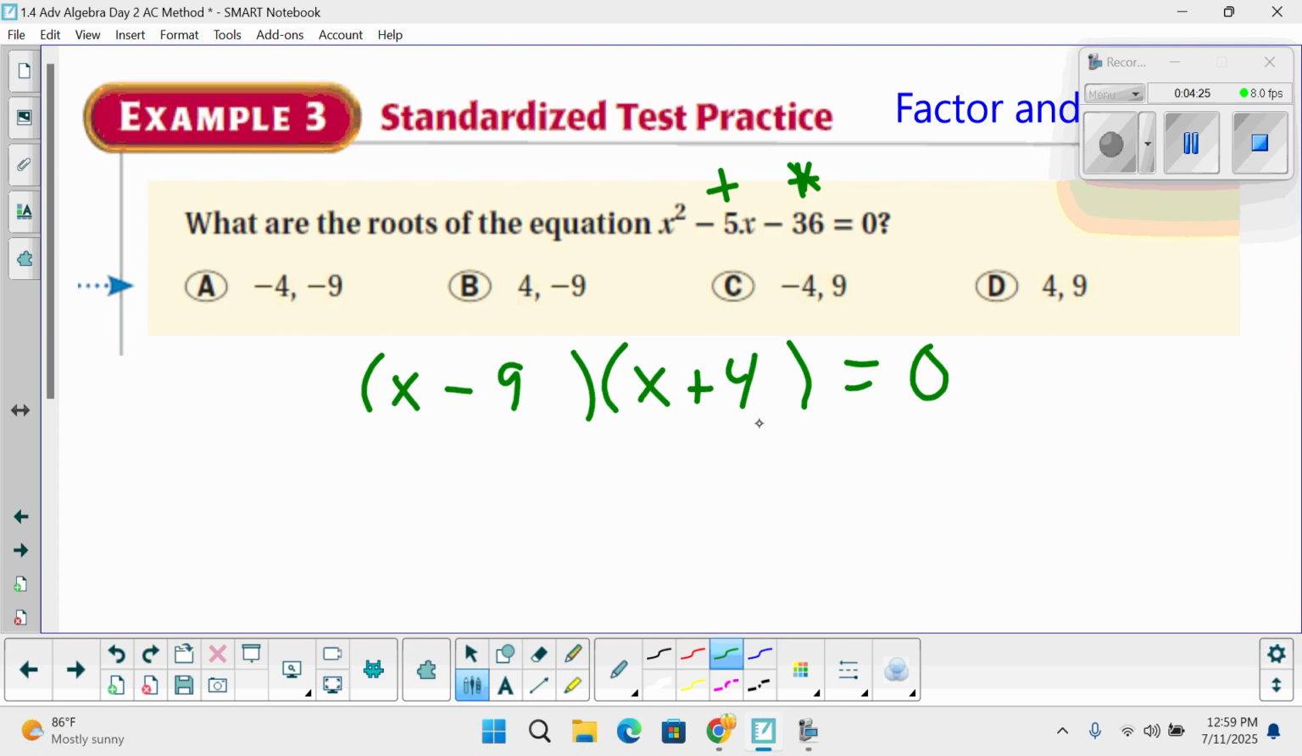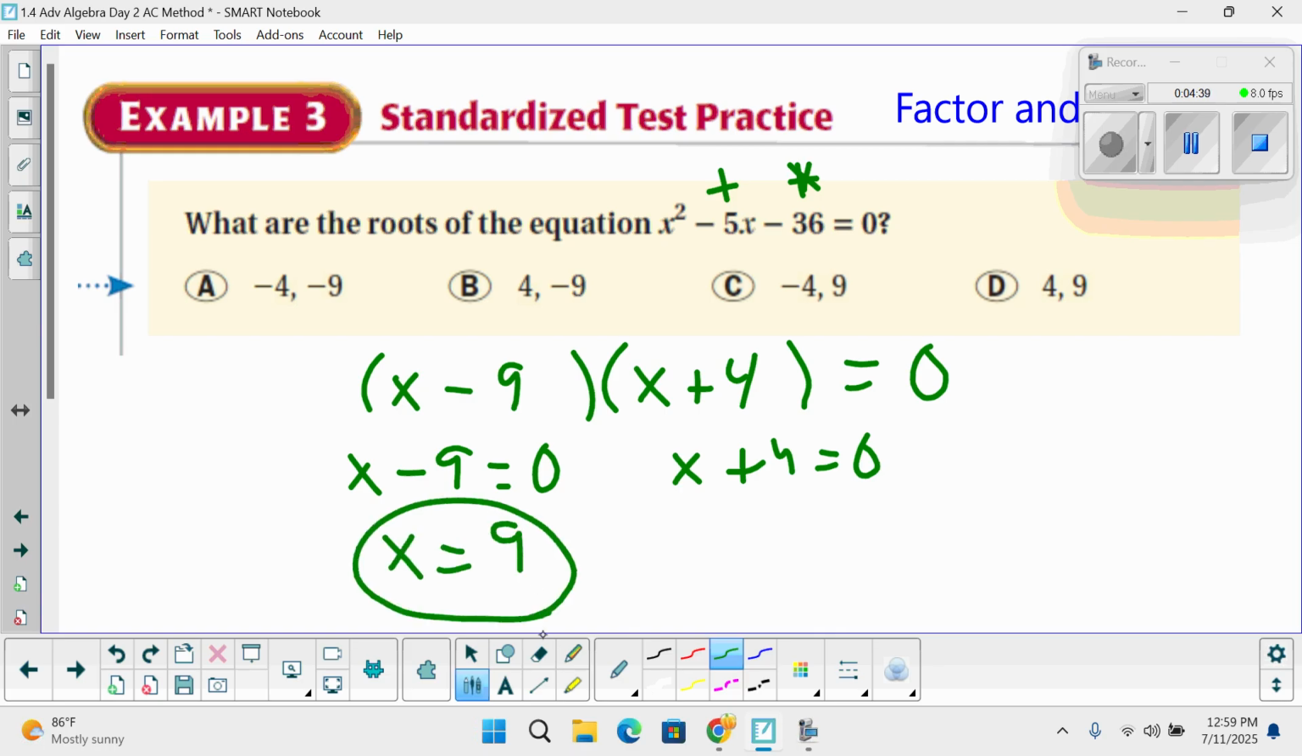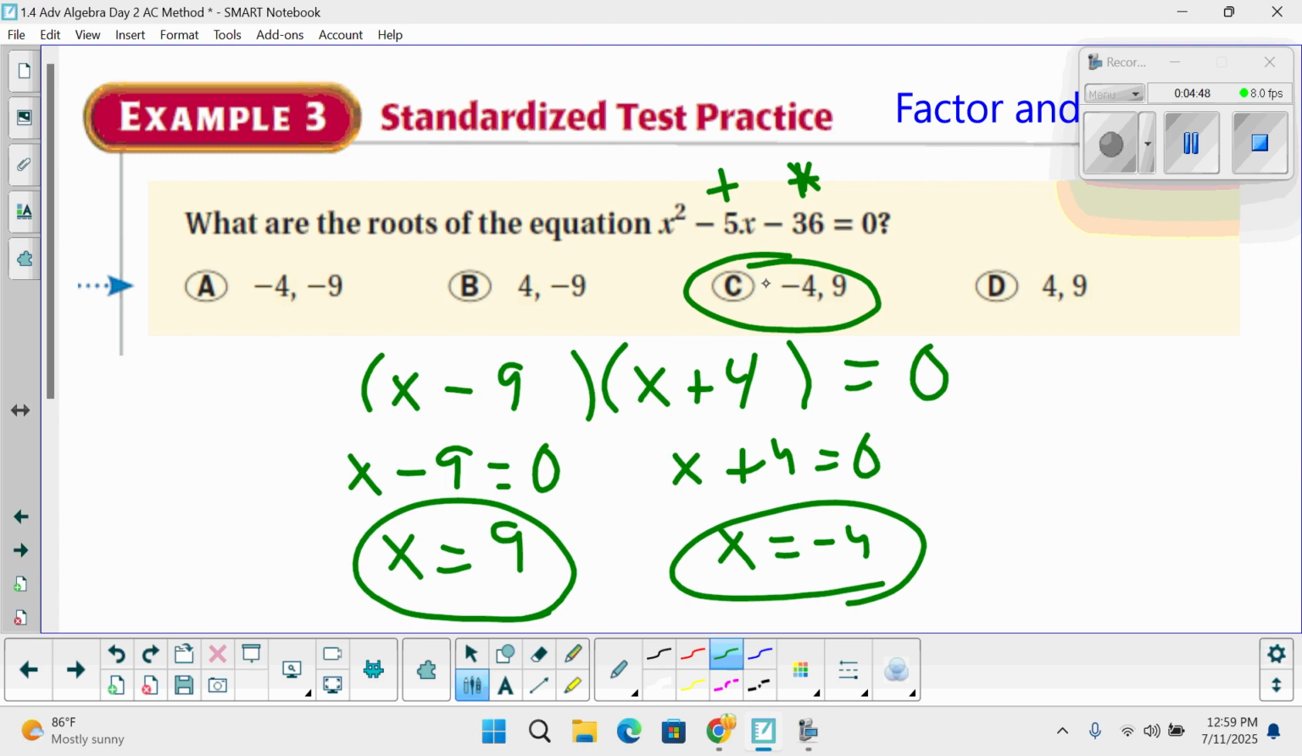Now, don't be tricked into choosing -9 with +4. We're trying to get the solutions here. So I set each of my binomials equal to 0, and I proceed to solve. I would add 9 in this first one to get x equals 9, and I would subtract 4 in the second one to get x equals -4. So +9 and -4, C, is actually the choice that we would be interested in.